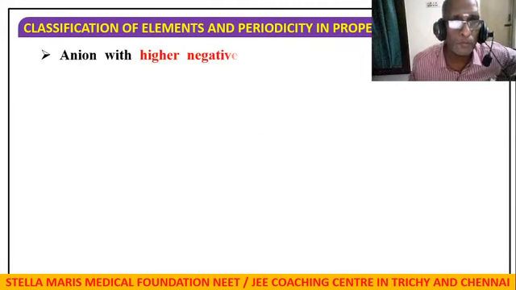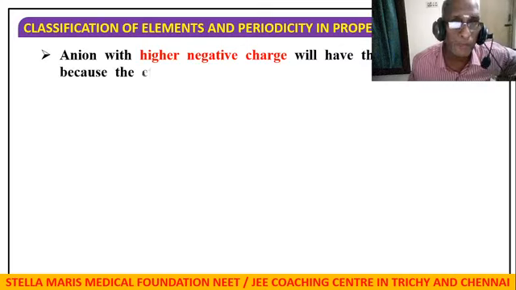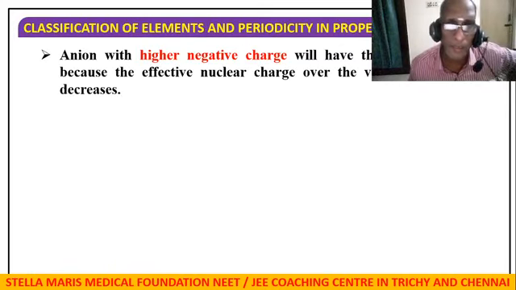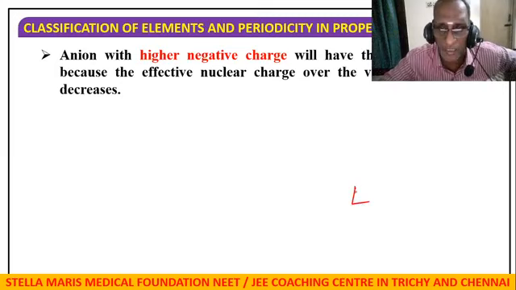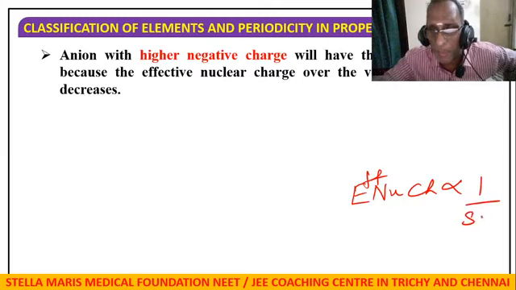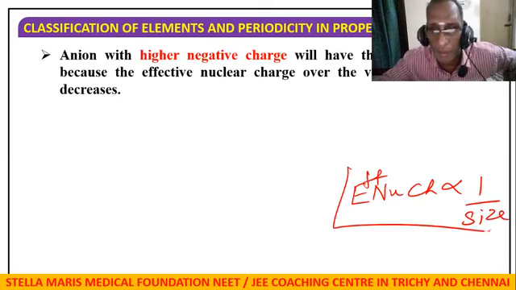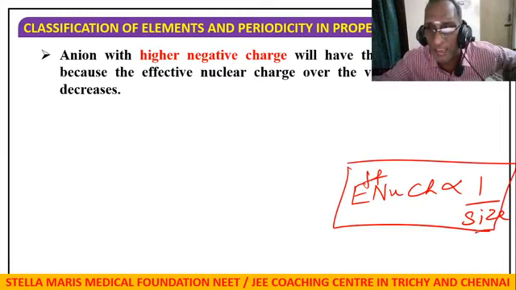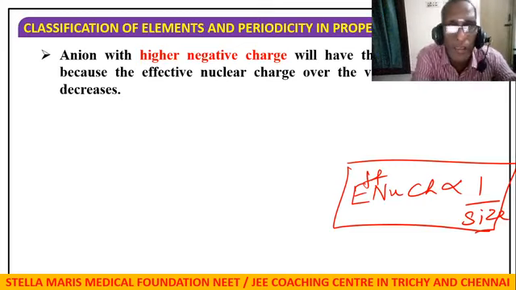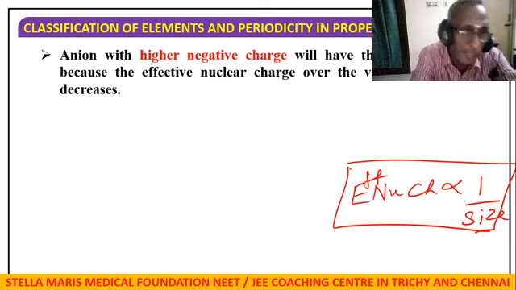Now, a similar pattern. Anions with the higher negative charge will have the larger radius, because effective nuclear charge is inversely proportional to size. You have to remember this point. If effective nuclear charge increases, size will decrease. If effective nuclear charge decreases, size will increase. That's all.